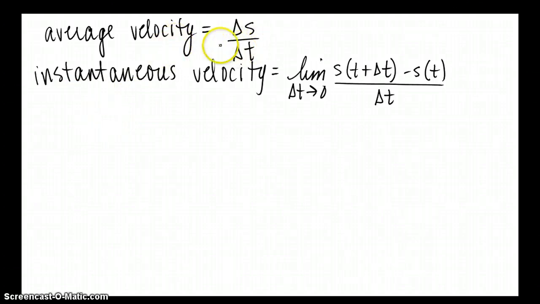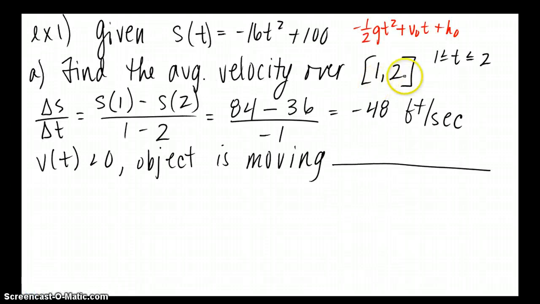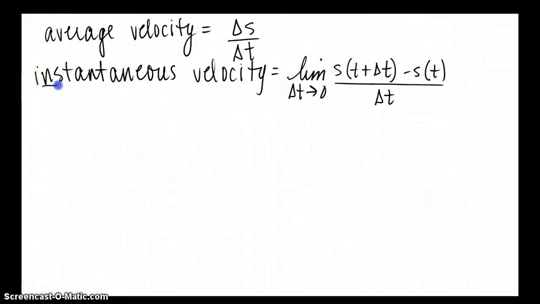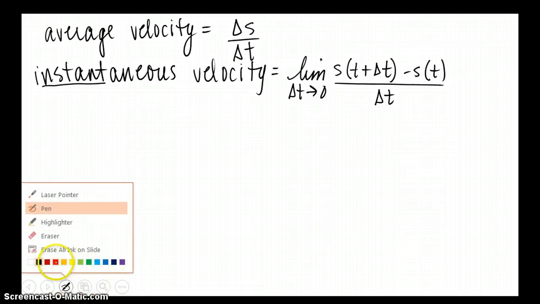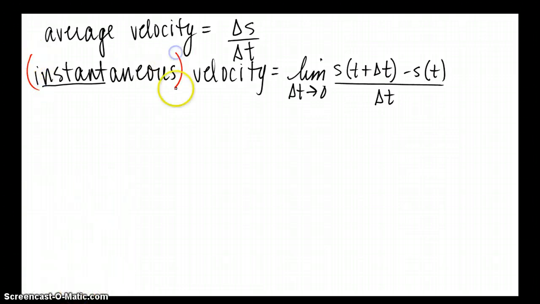The average velocity, in the example we just did, between 1 and 2 seconds, this is the average rate of change of the particle. Well, what if I want to know the velocity of the particle at exactly 1 second or exactly 2 seconds? That's what the instantaneous velocity tells us. At any given moment, what's the velocity of the object? When you're supposed to find instantaneous velocity, it's just asked as the velocity function. If you're asked for the average velocity, average will be included in the question.